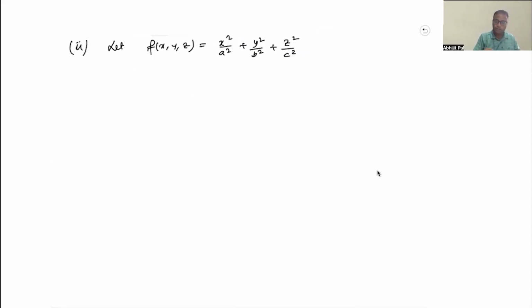Okay. So now let us take this function f(x,y,z) equals x square by a square plus y square by b square plus z square by c square. And now let us take the differential of this map. Corresponding to this linear map, what will be the matrix? The matrix will be the following.